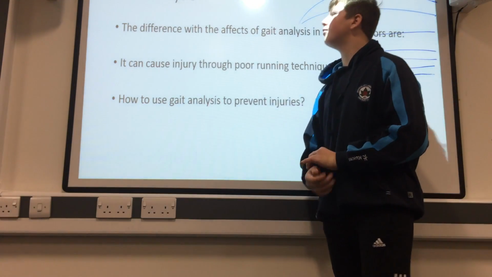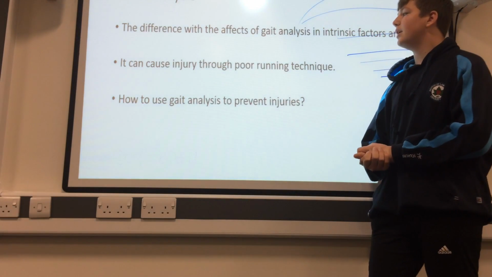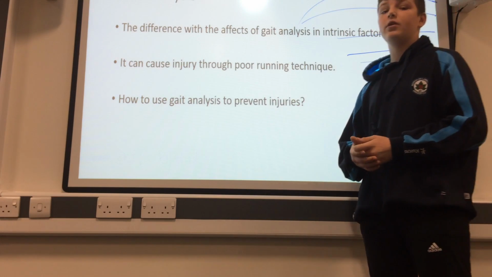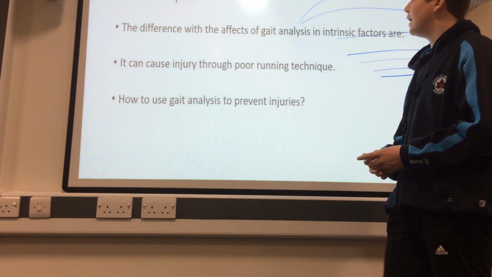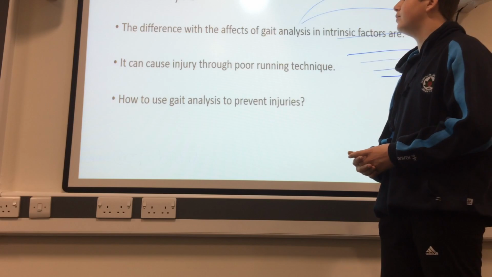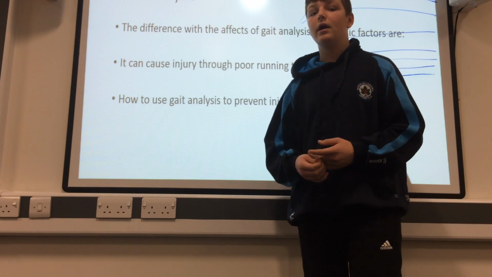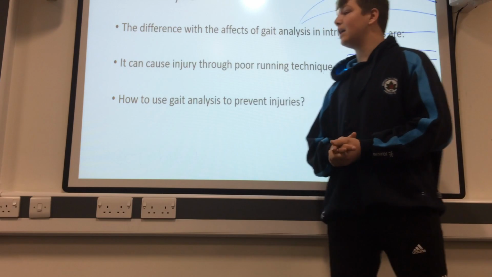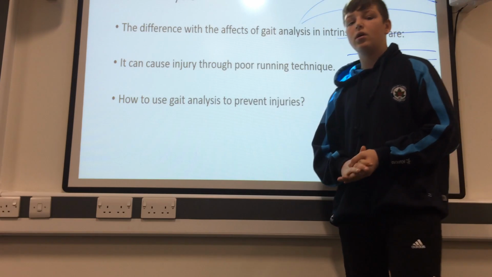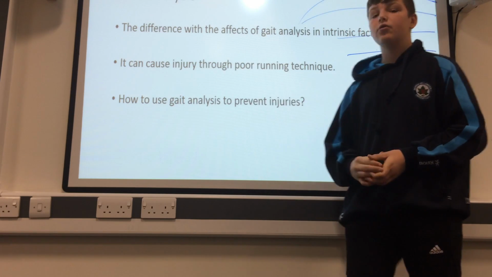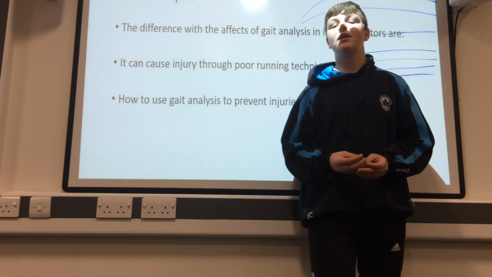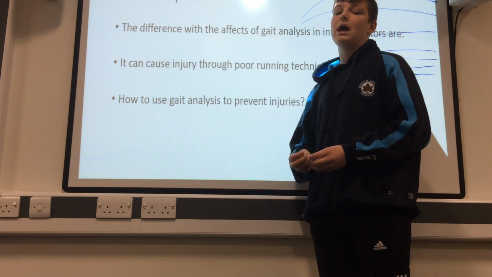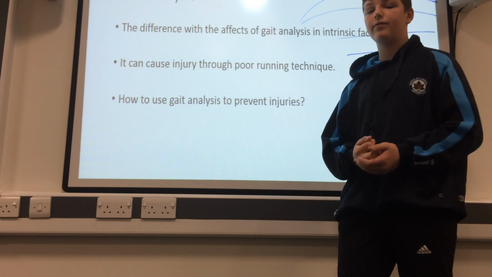Now, I'm finally going to go through the gait analysis, which is, as I've already said, how you assess whether you want to run or walk. Now, the difference with the effects of gait analysis, in intrinsic risk factors, is that it can cause an injury through poor technique running. So if you're a sprinter and you've been taught the wrong technique, your running gait analysis is going to be different, and it's actually going to cause an injury, as you'll find out.